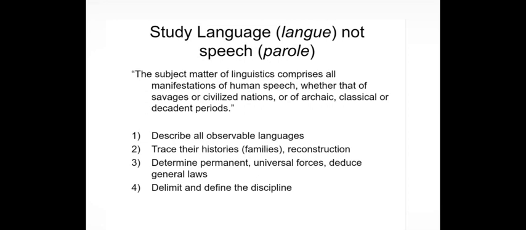So he formed two aspects of language that we'll study later. He talked about two aspects of language, that is la langue and la parole. La langue is language in written form, and parole is the oral or spoken form. We'll see this quote: the subject matter of linguistics comprises manifestations of human speech, whether that of savages or civilized nations, or of archaic, classical, or decadent periods.